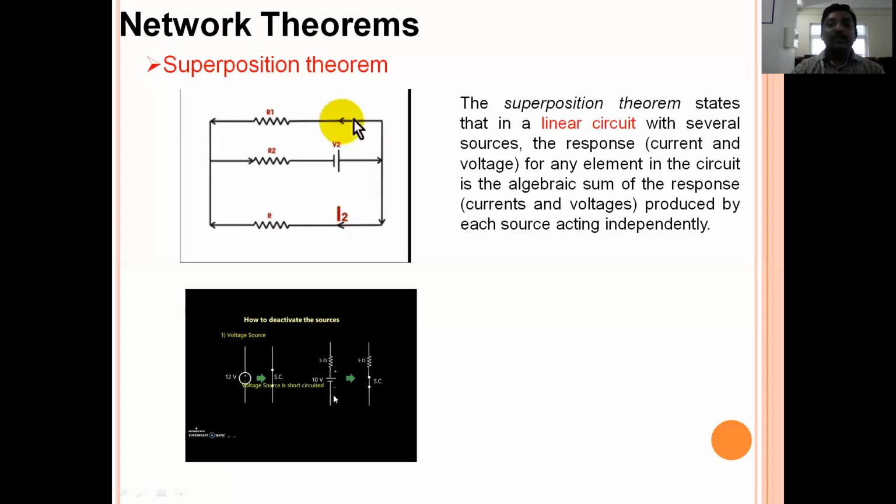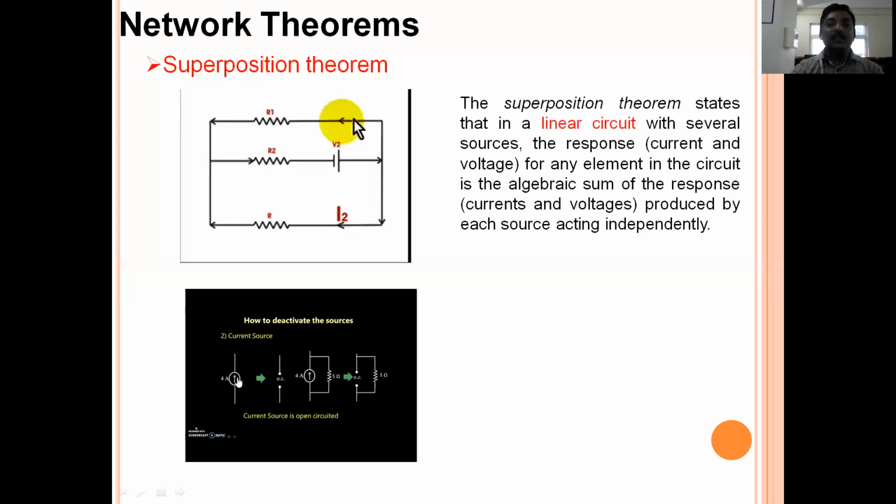Here we have another example: a voltage source and a resistance. If you want to deactivate it, just replace this voltage source with a short circuit. Similarly, if a current source is present in the circuit, we can deactivate it by replacing the current source with an open circuit, as shown here.